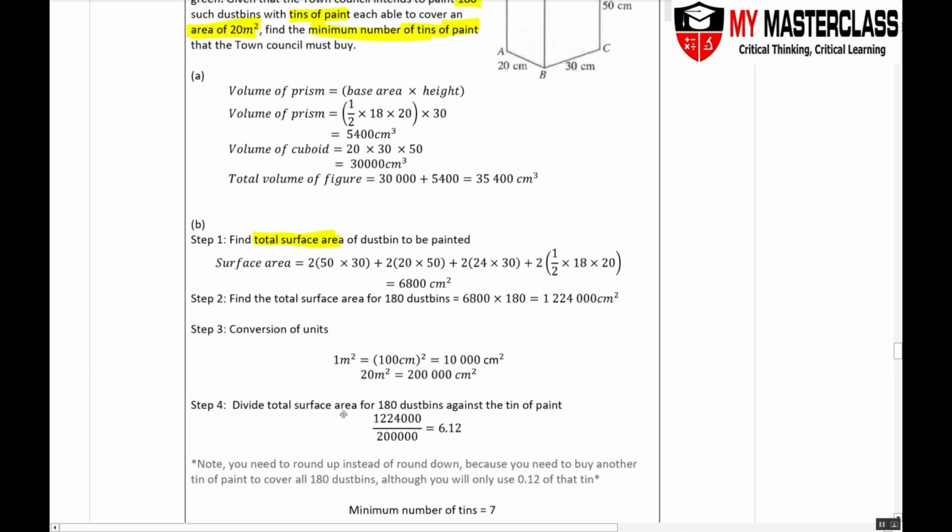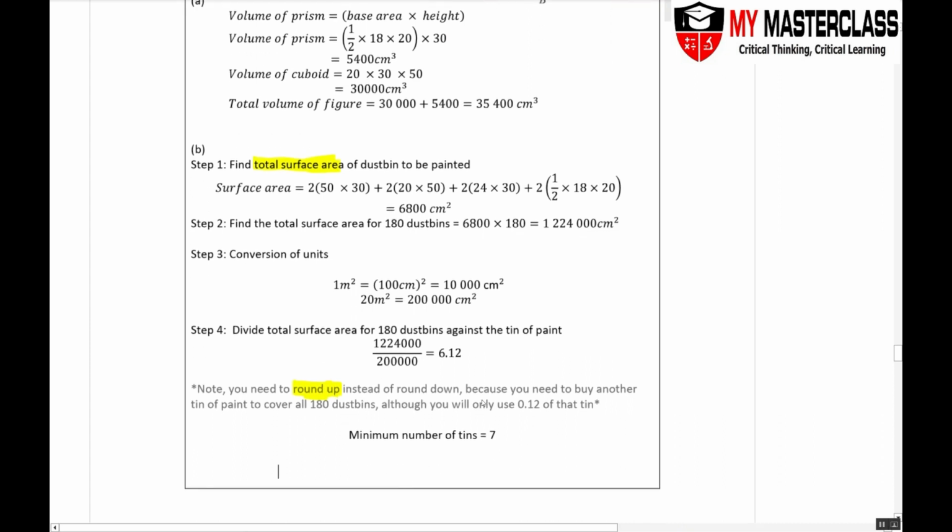So you just divide the total surface area of 180 dustbins over how much paint you have for one tin. You get 6.12. This is not a whole number, right? Obviously, when I buy paint, I cannot buy 6.12 tins of paint. So in this case, important, you need to round up instead of rounding down. Because if I buy 6, I will not have enough to finish 180. But if I buy 7, I will have enough, although yes, I will have leftover. So for your minimum number of tins you just round up, and you will end up with 7 tins.